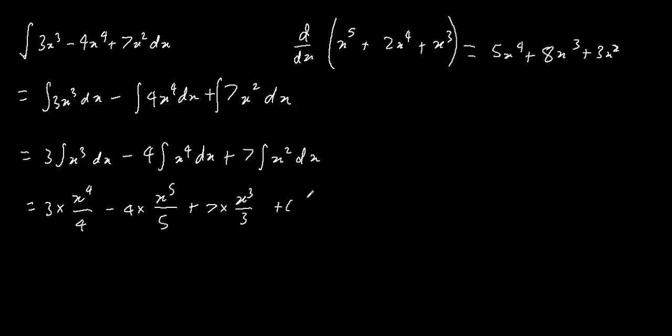The reason why I want to do that plus c at the end instead of having plus c, plus c, plus c, is because if I add a constant plus some other constant, plus some other constant, I'll just get one other constant. If I add c and b, I'll get d, just some other number. I don't have a coefficient of x or x to the something. And this number is just not of my concern. I just get some constant. Just solving this, I get 3/4 of x to the 4th minus 4/5 x to the 5th plus 7/3 x to the 3rd.